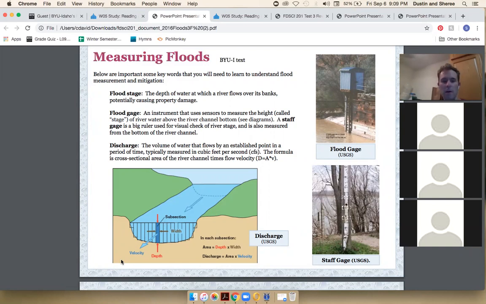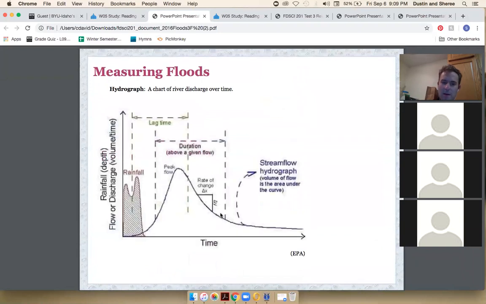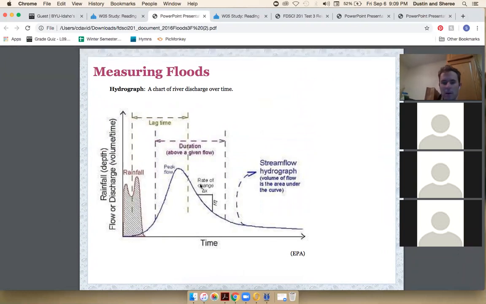Okay. So we'll leave that along with that. This is a really good graph. You should look at this. And what this is showing, and this is time, and this is your discharge. So you get rainfall right here, a bunch of rainfall. Then you have a bit of lag time. This time where it's still coming down the mountain.